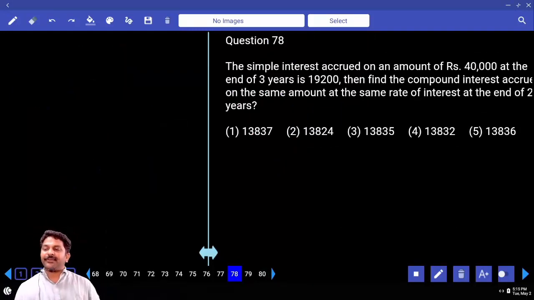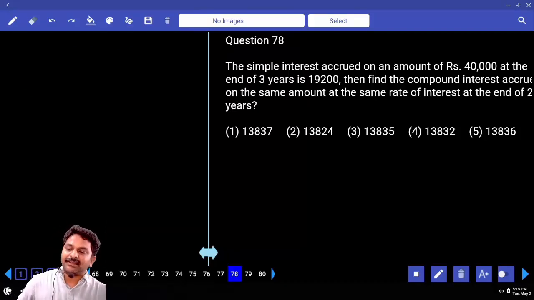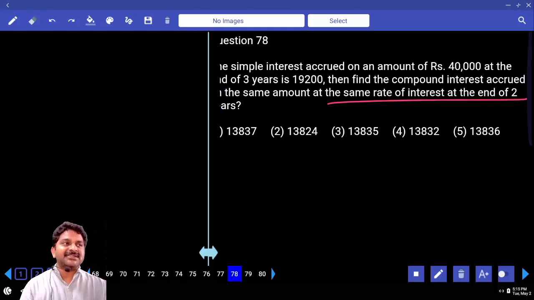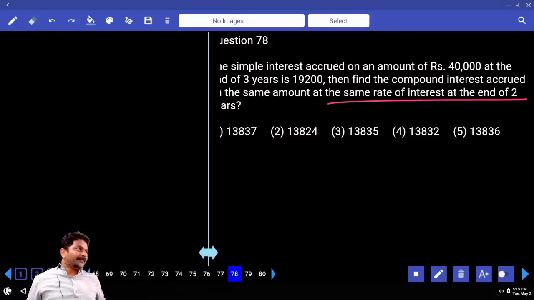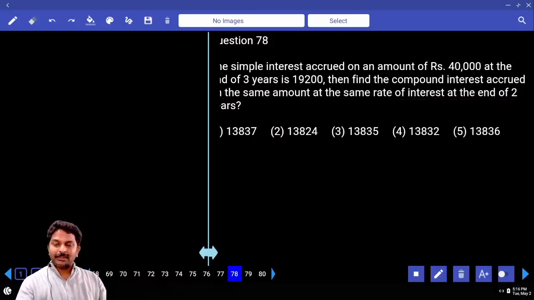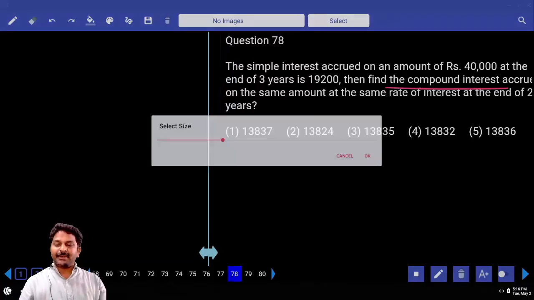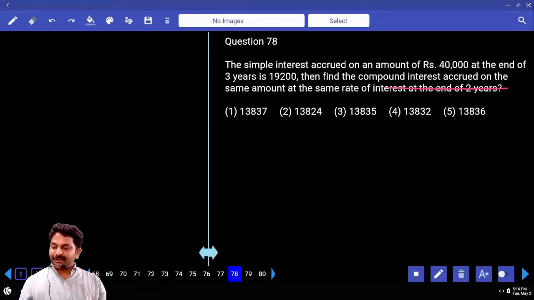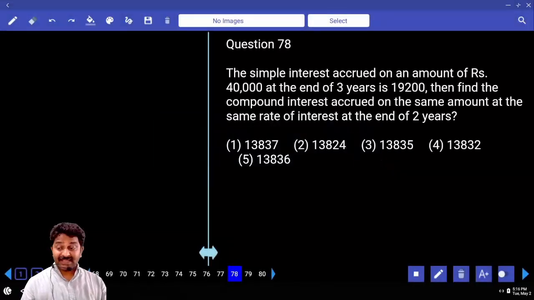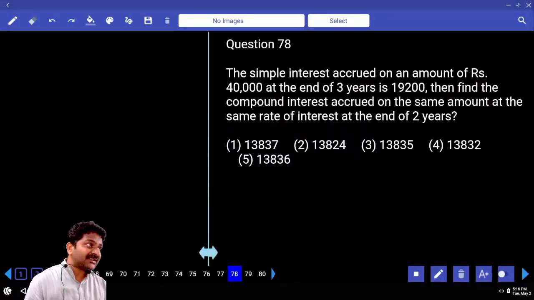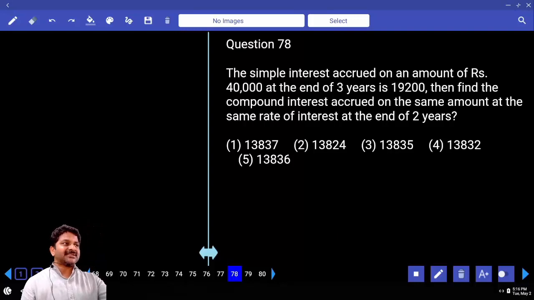Simple interest accrued on an amount of 40,000 at the end of 3 years is 19,200. Find the compound interest accrued on the same amount at the same rate of interest at the end of 2 years. In the question we were asked to calculate compound interest. Now, will there be any difference between simple interest and compound interest for the first year? No. In both cases the principals are the same, the same amount invested, and the rate of interest is also the same. So first year simple interest and first year compound interest will be the same.